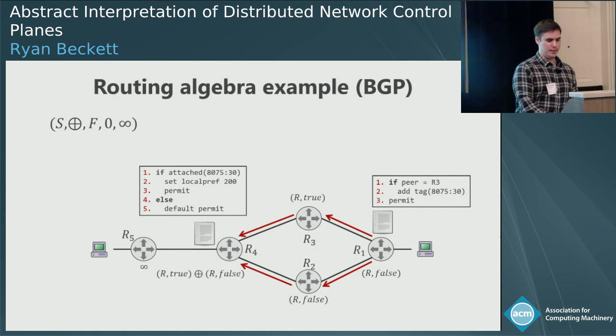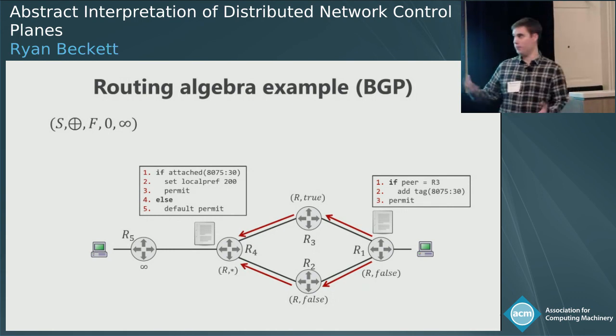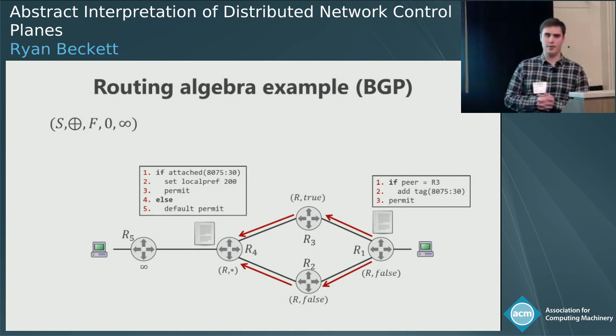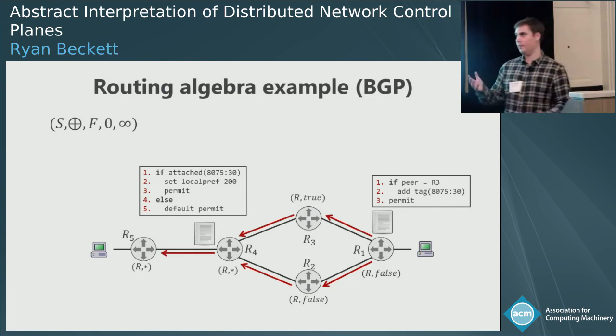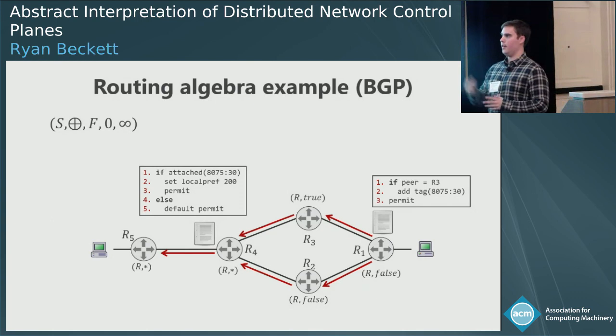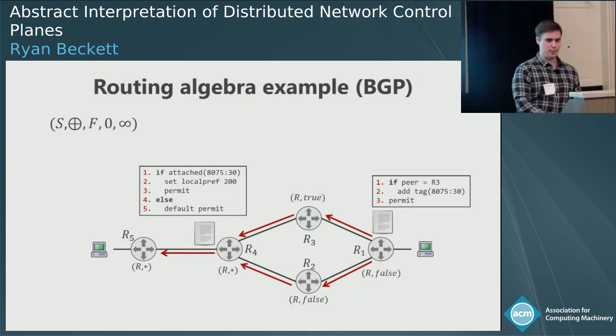And then the same way as before, you'd get a route at R4. But now you don't know which one is preferred because you're not modeling the preference. So you just know that you have some route to the destination. And this would continue as before. And at the end of the day, you're going to be able to show that R5 can reach R1, right? Even though you've actually abstracted away quite a bit of information.